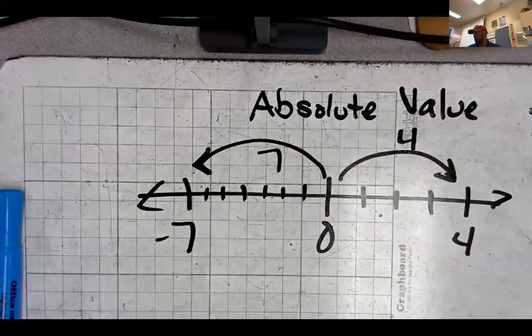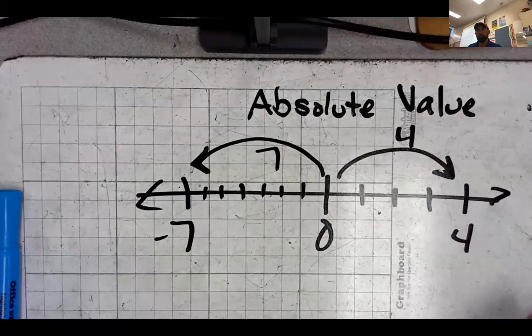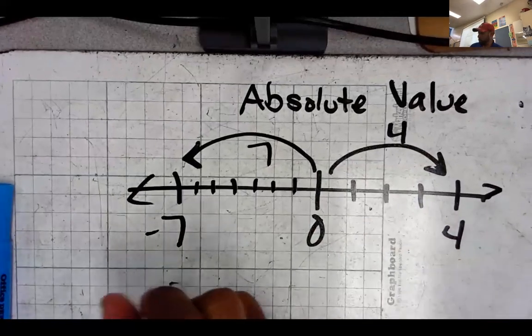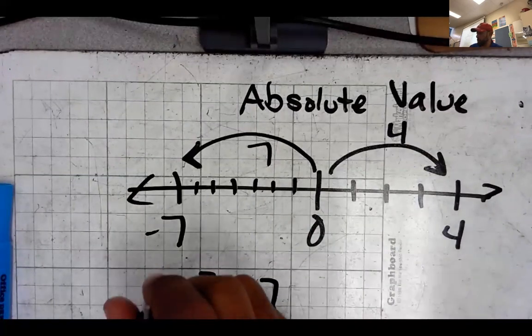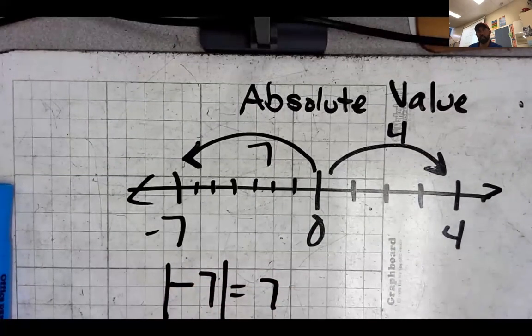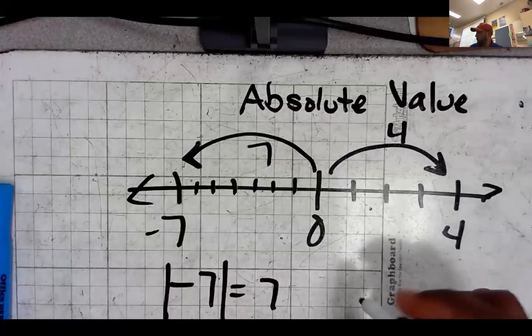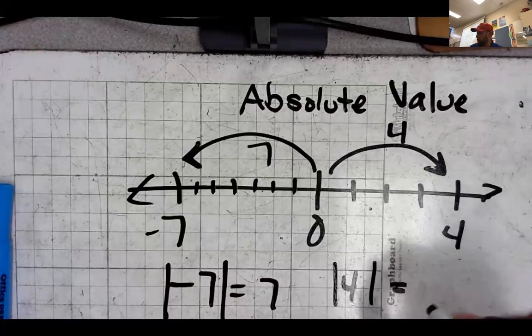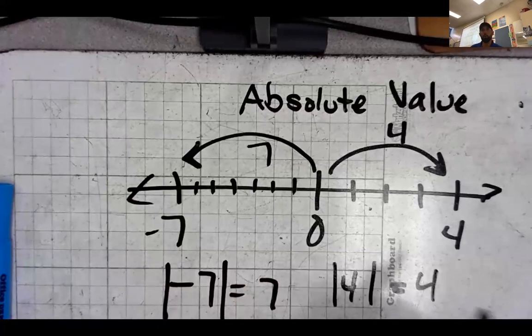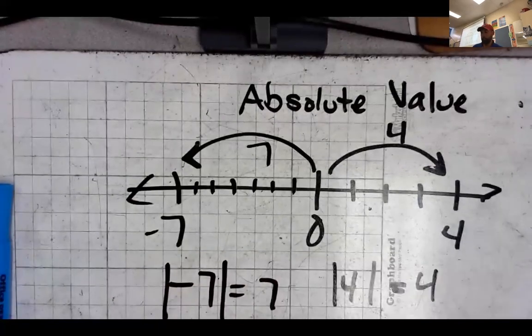So in other words, if I said, what's the absolute value of -7? You'd say it's 7. And the way we notate that is using these bars that look like that. And the same thing with the 4: what's the absolute value of 4? You put the bars around it and you say it's 4. So no matter what, it will always be positive. Anytime you take the absolute value of something, you're going to end up with a positive result.